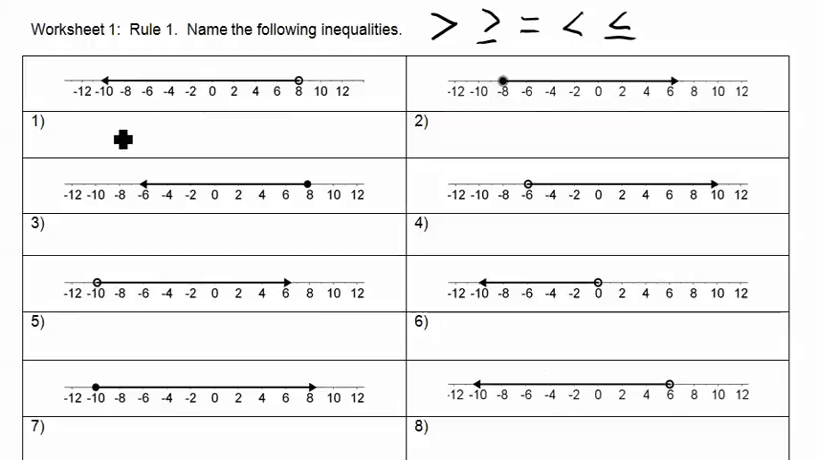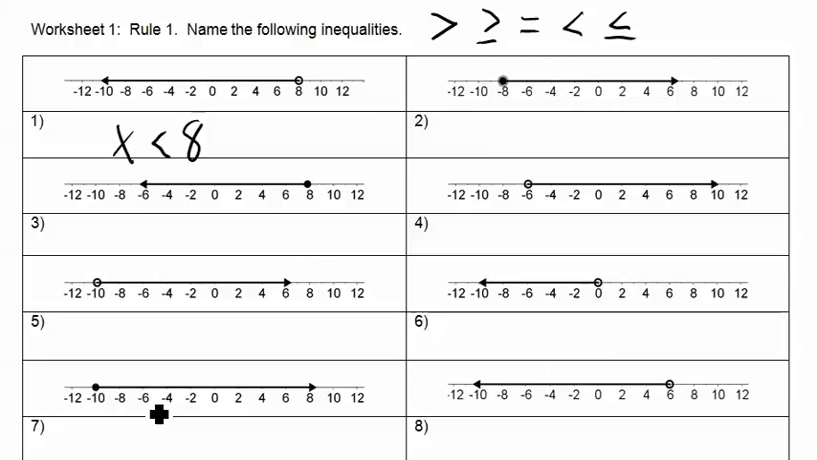So this is going to be x is less than some number, and because it's an open circle, it can't be equal to 8. So we're going to use the less than and not the less than or equal to symbol. So x is less than 8. Right? I'm going to do the odd numbers and you're going to do the even numbers.